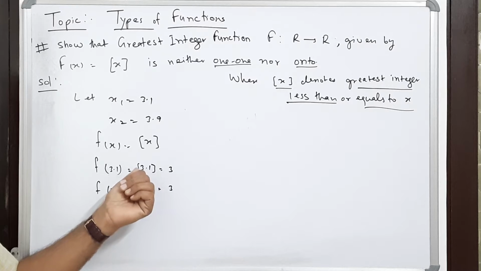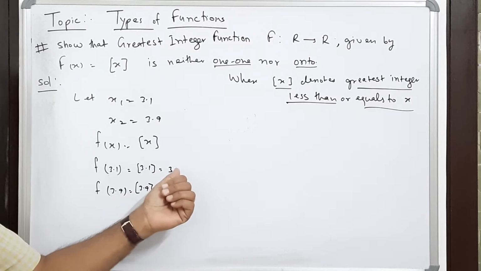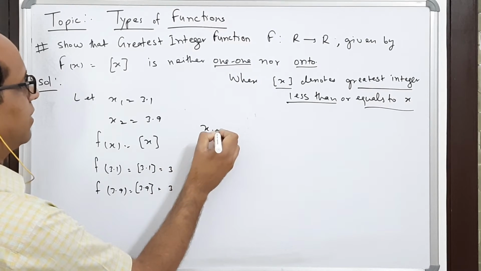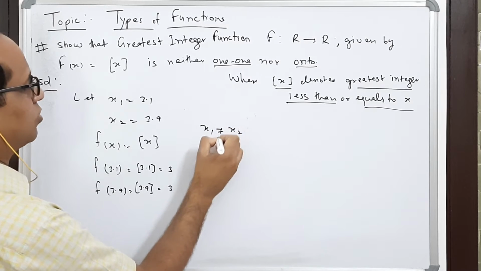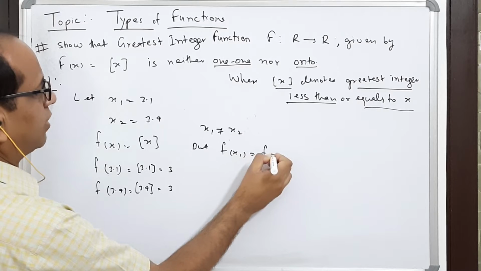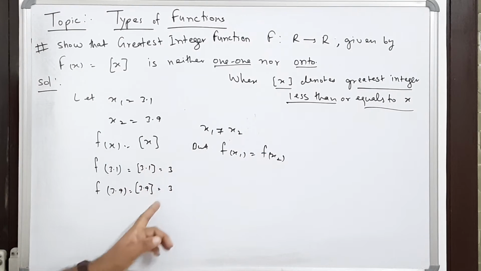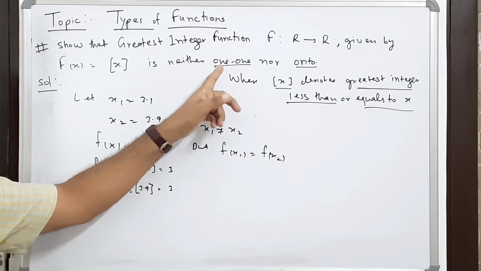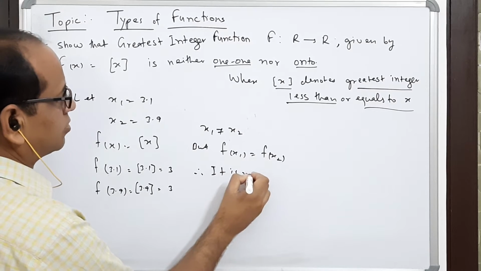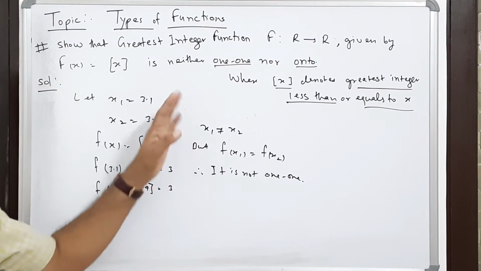Now you see 3.1 and 3.9 are not equal, but their images are equal. That is, x1 is not equal to x2, but f(x1) is equal to f(x2). So different elements have the same image. Therefore, this function is not 1-1.